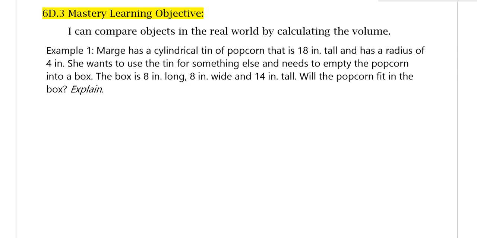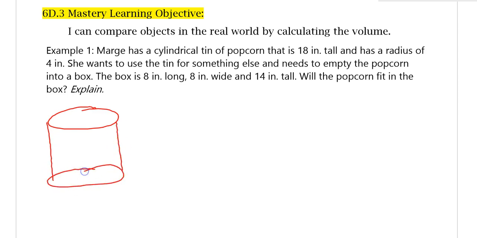Okay, so I have this cylindrical tin of popcorn. I want to know how much popcorn I have. So I have a tin, the cylinder. I'm going to draw my circle, my height, my circle. My beautiful cylinder here. It's 18 inches tall and has a radius of 4 inches. So I'm going to find the volume of this cylinder.